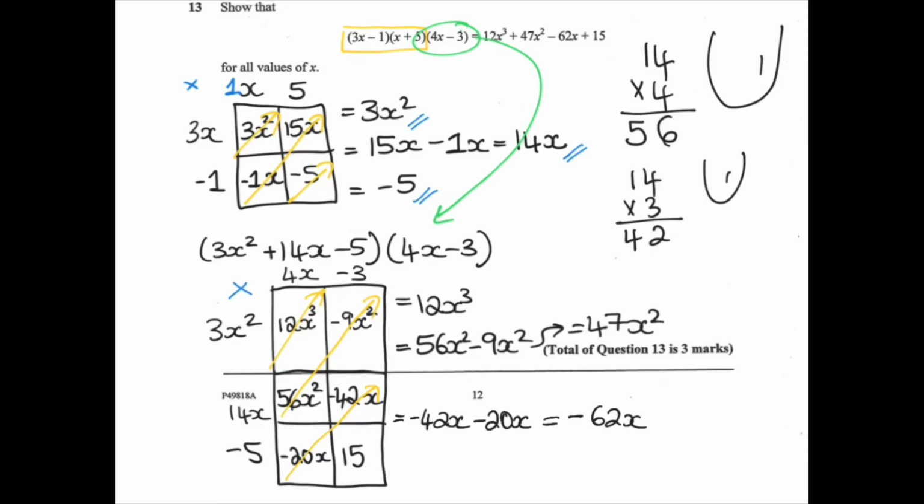And final diagonal, 15. So tidying it all together, I've got a 12x cubed, a 47x squared, a minus 62x and a 15. So I have shown exactly what they wanted me to. I've shown that when I expand it out, I get 12x cubed plus 47x squared minus 62x plus 15. So 3 marks are in the bag.